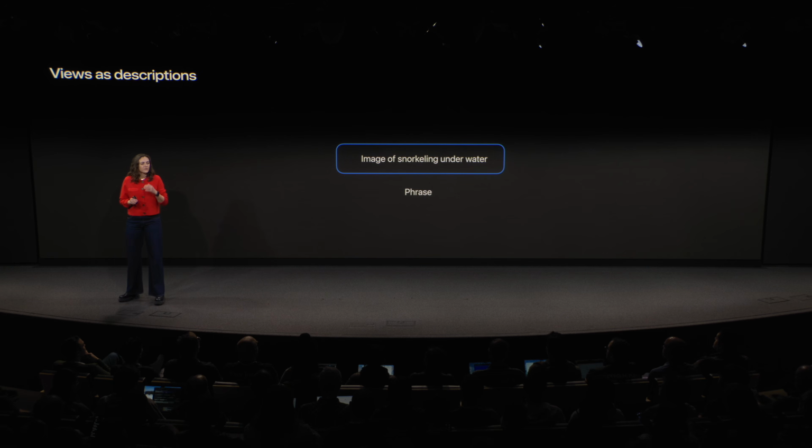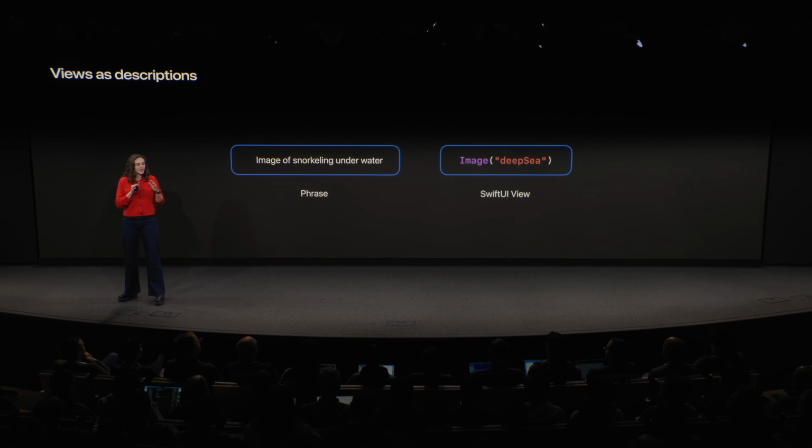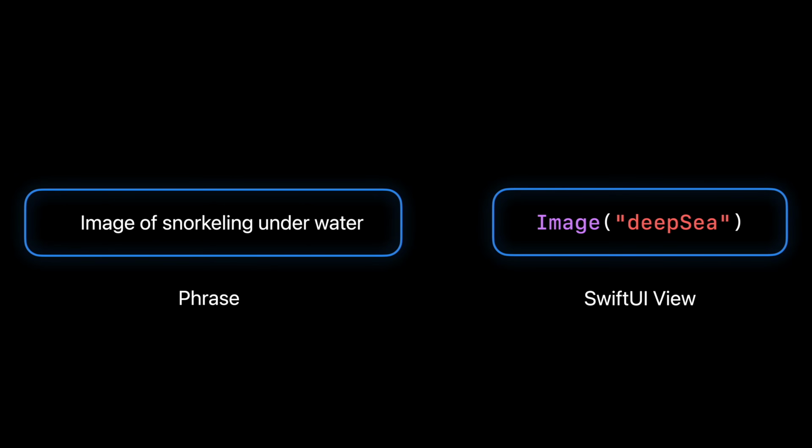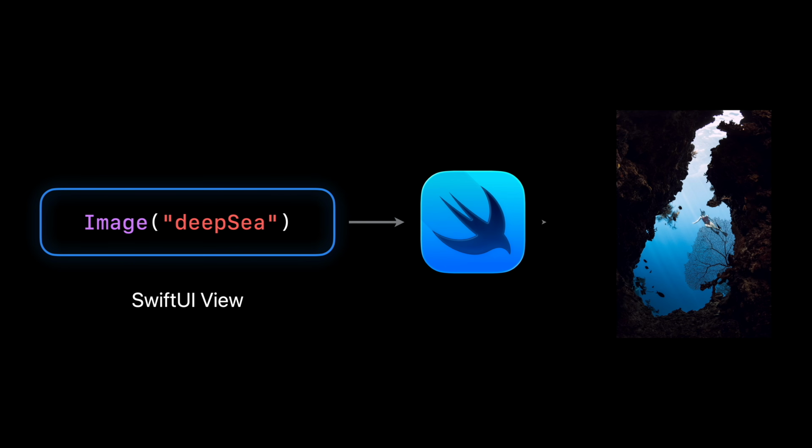In SwiftUI, views are descriptions with intentional ways to build them. Let's say I want an image of a cool underwater scene with snorkeling. In English, to describe this, I'd write the phrase, image of snorkeling underwater. In SwiftUI, I build this description with the view protocol. Image is a SwiftUI view, and deep sea is the name of an image. Just like my phrase in English, views describe what I want in SwiftUI. SwiftUI takes the view and decides what to render on the screen, like this nice photo.